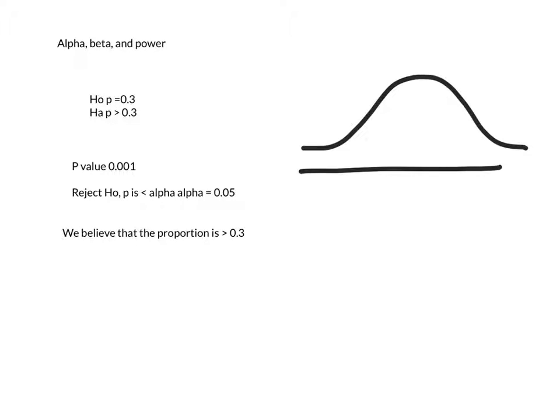Graphically, what this actually means is our alpha value could be this area right here at 0.05 or 5%. Our p-value is smaller than that. And based off that, the claim is that it's supposed to be 30%, so as you can see, our p-value is significantly far away from the 30%, and that's why we rejected the null hypothesis.